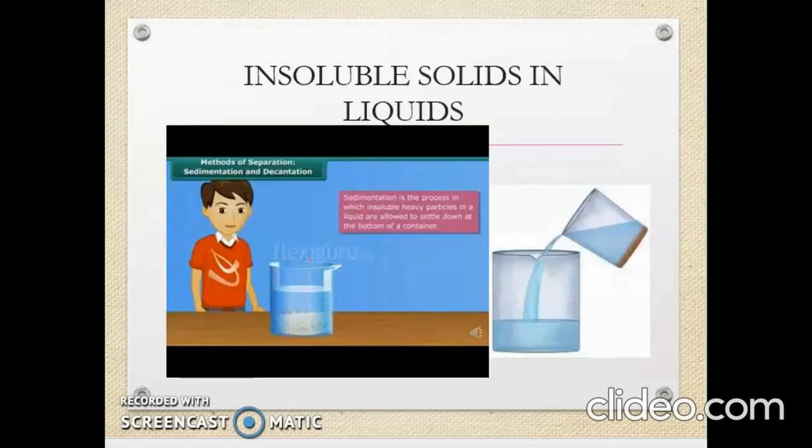Insoluble solids in liquid. Some solids are soluble in liquid while others are not. A mixture of insoluble solids in liquid can be separated by using methods like sedimentation, decantation and filtration. Sedimentation. As we all know, sand is insoluble in water. Take a mixture of sand and water. Allow the mixture to stand for a few minutes. You will see that the sand settles down as a sediment in the water. This process of settling down of sediment, here sand, is called sedimentation.